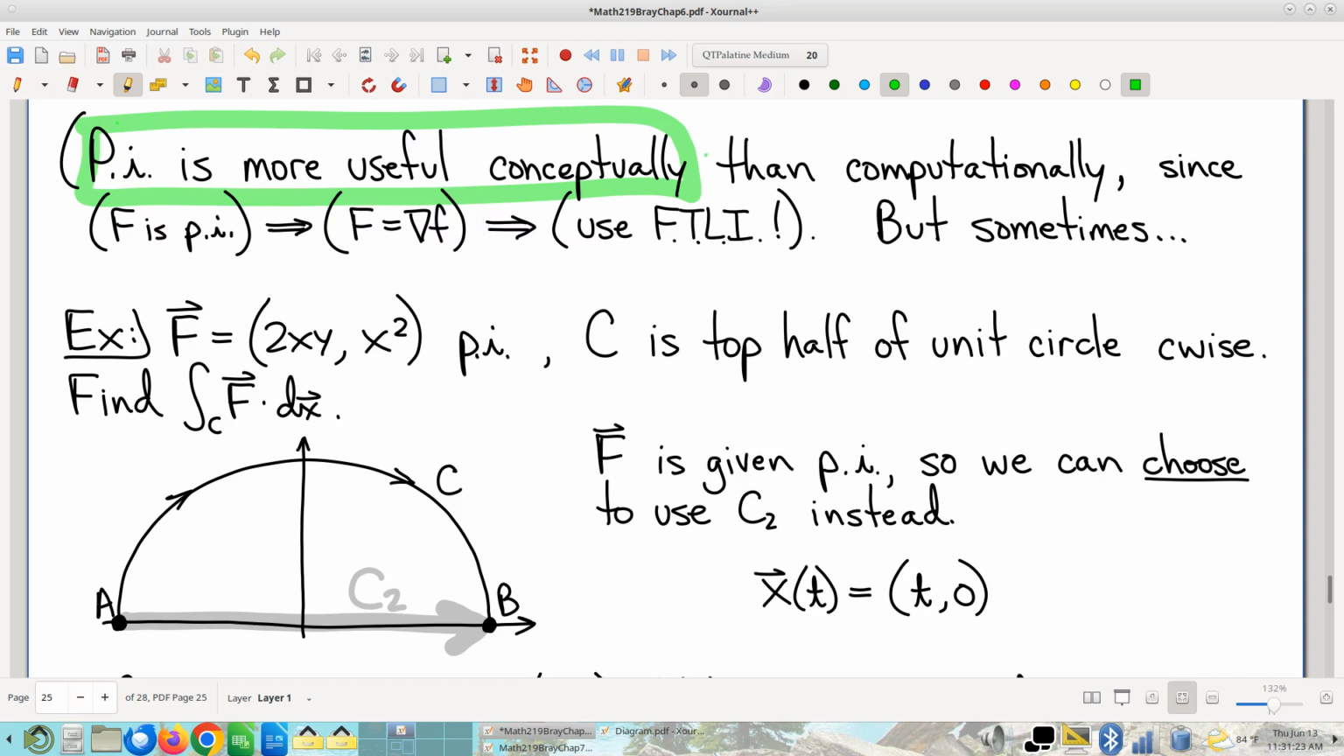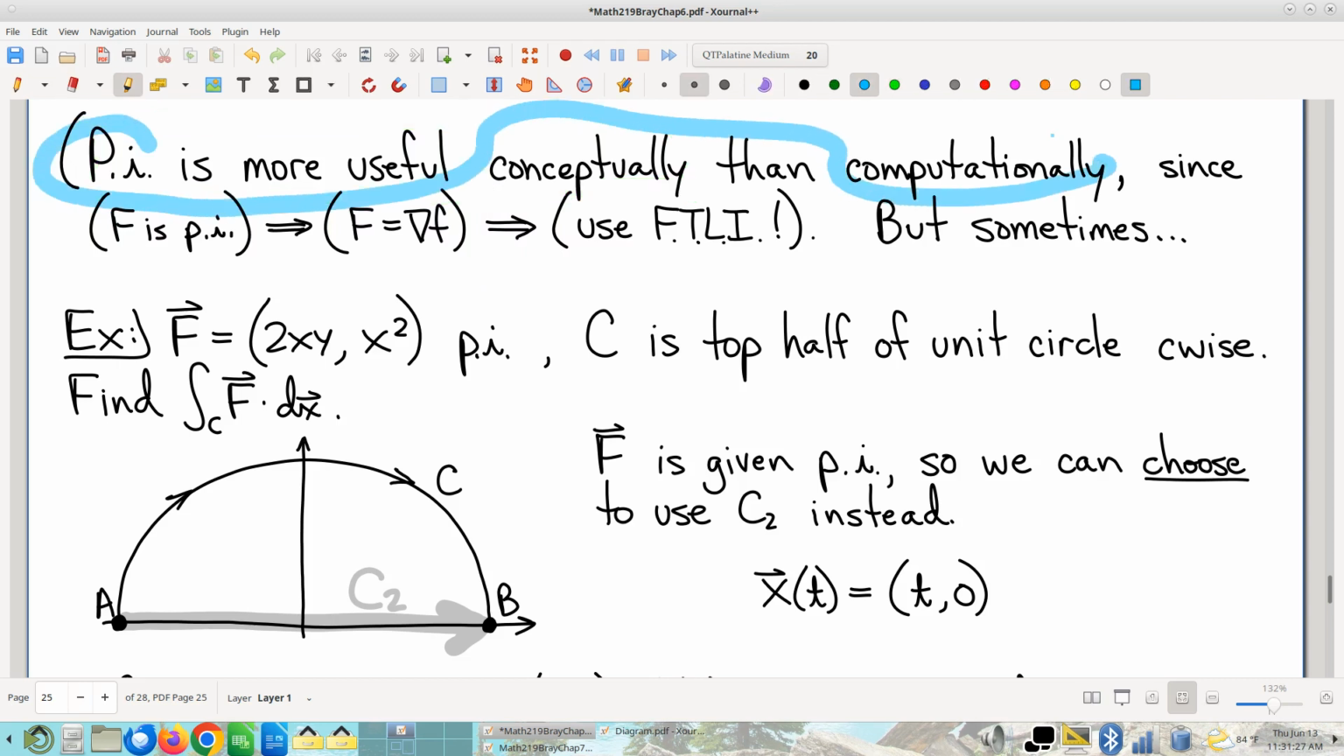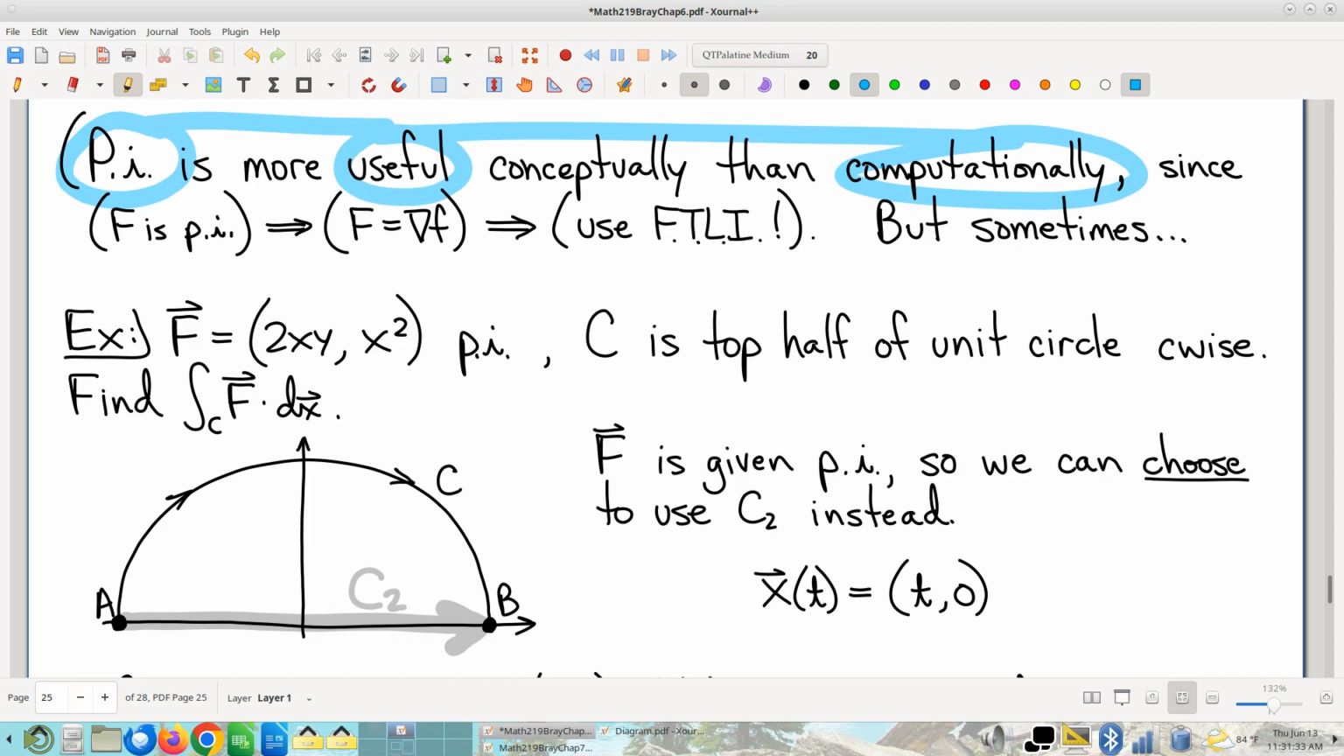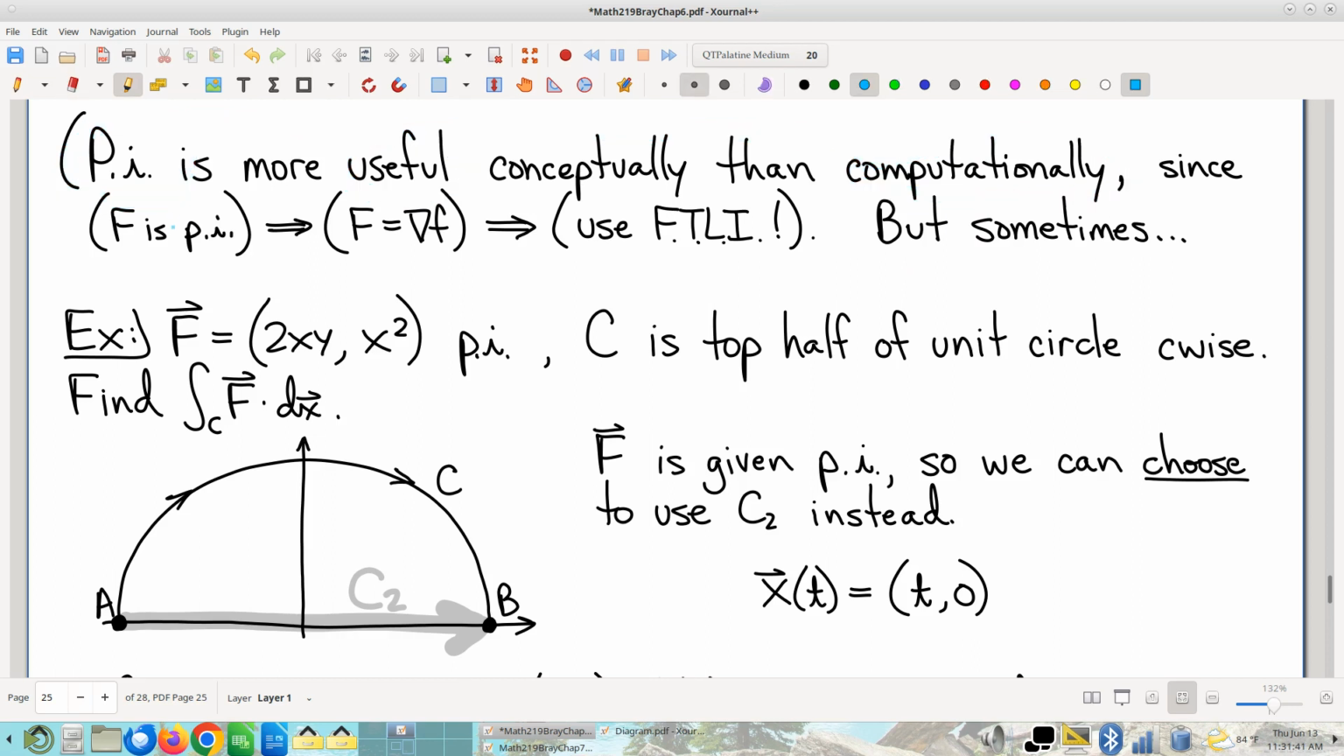So let's talk instead about the extent to which path independence is useful computationally. Well, let's make the observation: if you have a path-independent vector field, as we just discussed, it's a gradient. If it's a gradient, just use the fundamental theorem of line integrals, right?